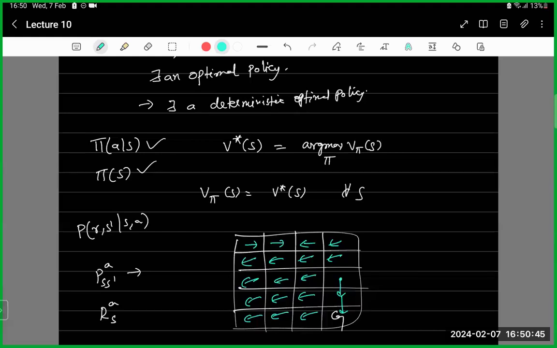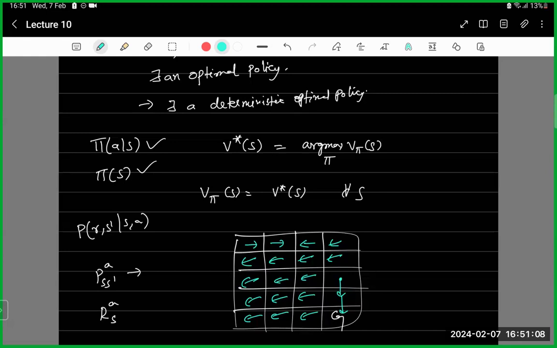Then you go to some other state. You collect all possible optimal policies for that state. So for every state, you go and collect the set of all optimal policies for that state. Then you just take an intersection of all of them. Okay? If the intersection is non-empty, then there exists an optimal policy for the whole MDP.